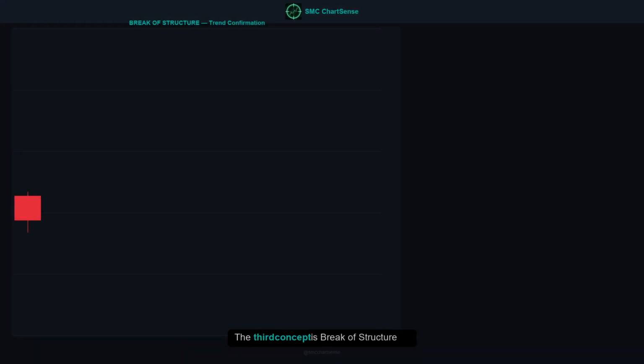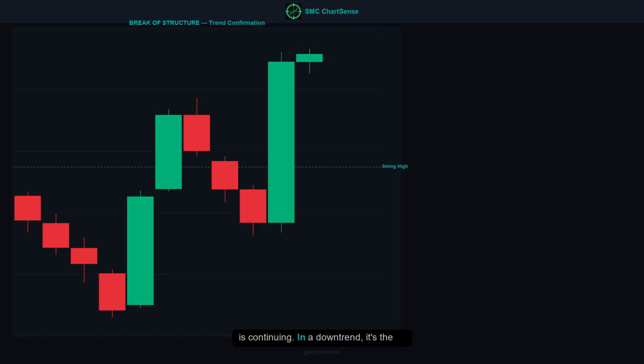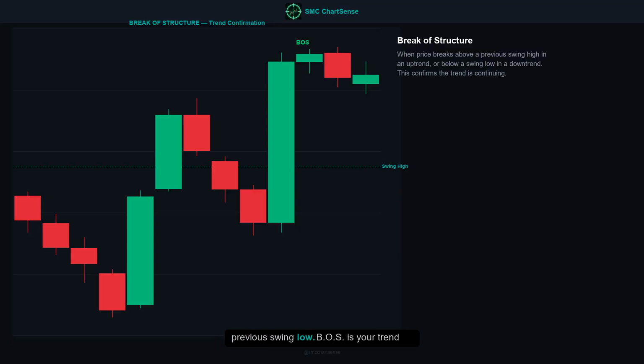The third concept is break of structure, or BOS. In an uptrend, a break of structure happens when price breaks above the previous swing high. This confirms that buyers are in control and the trend is continuing. In a downtrend, it's the opposite. Price breaks below the previous swing low. BOS is your trend confirmation signal. Never trade against the direction of the most recent break of structure.